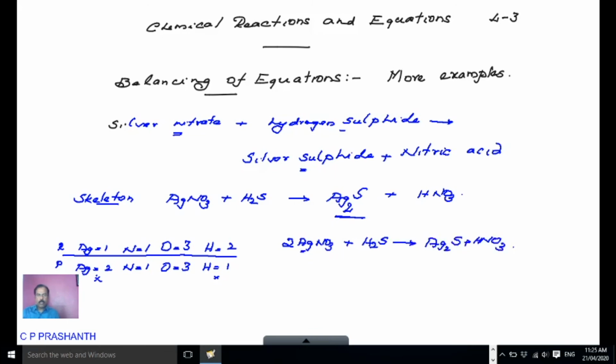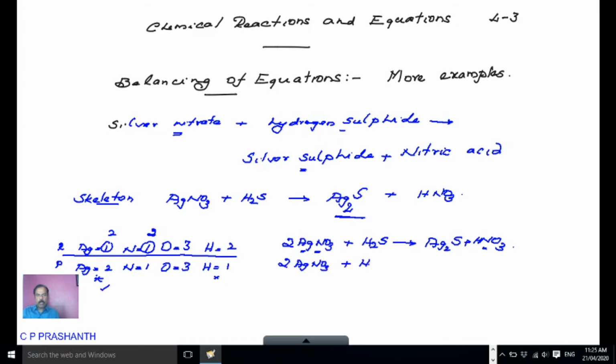So first we are balancing silver, so we put 2 in front of AgNO3. So it becomes 2AgNO3 plus H2S gives Ag2S plus HNO3. So silver is balanced now. Now we go for nitrogen. When we balanced silver, nitrogen became 2 on the left hand side, on the reactant side. So it is not balanced now. So we have to balance nitrogen now.